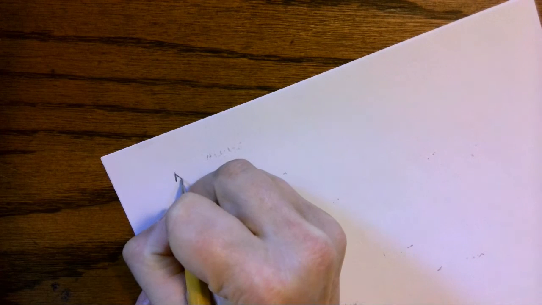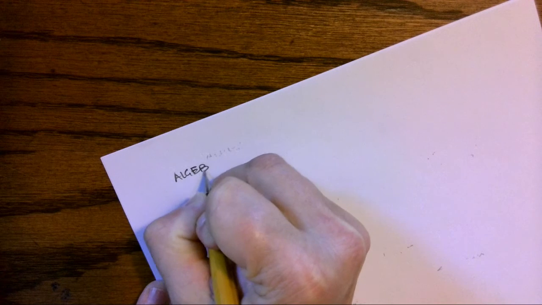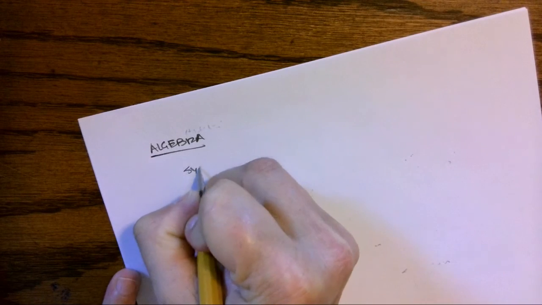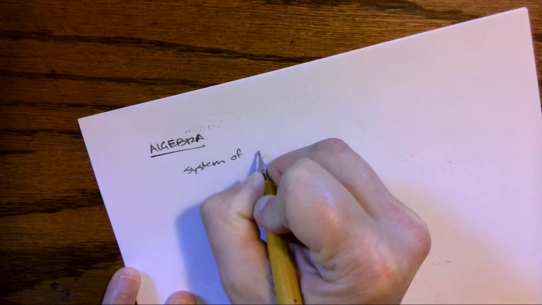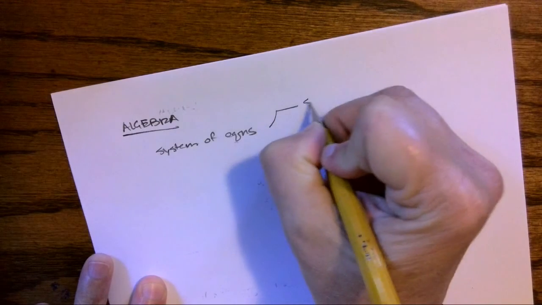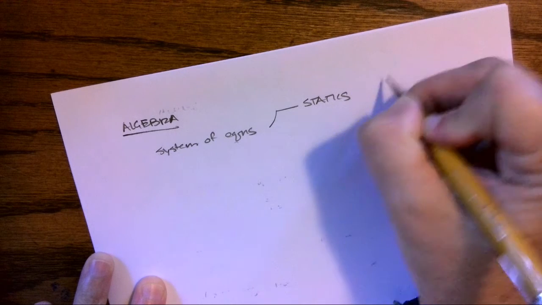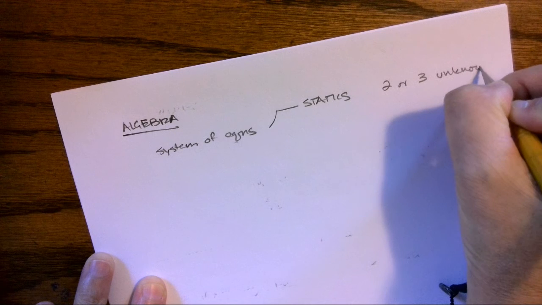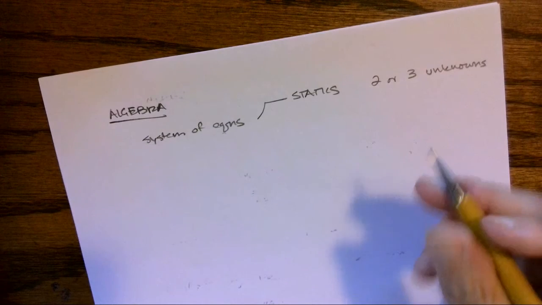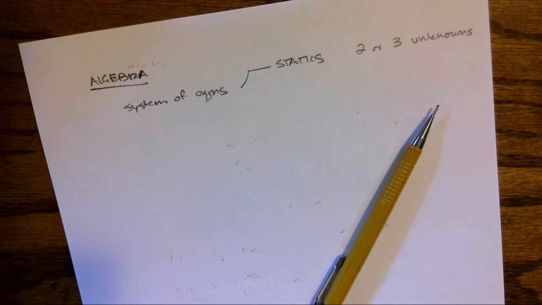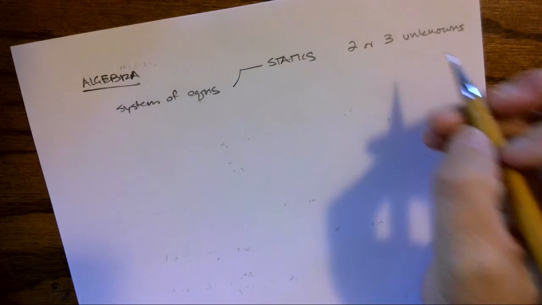So this is going to be a brief algebra review, okay? And what we're going to be looking at is a system of equations. In statics, a lot of times we can have 2 or 3 unknowns, depending on whether we're in 2 dimensions or 3 dimensions. So it's very important that we know how to solve a system of equations because we will be doing that a lot.